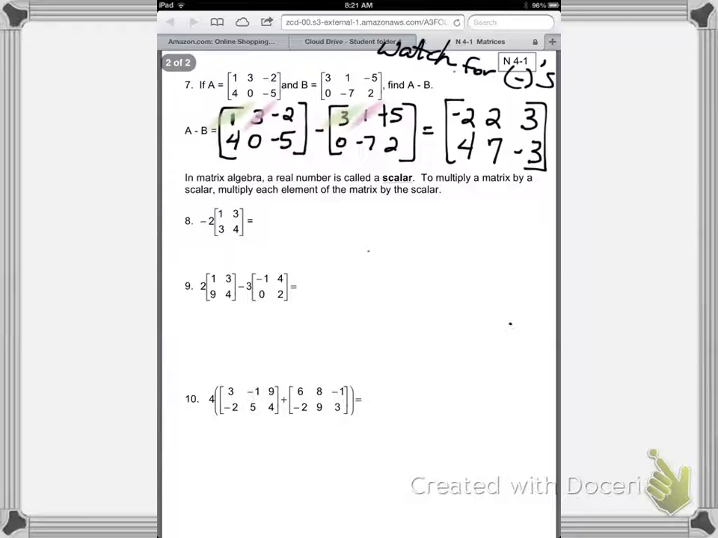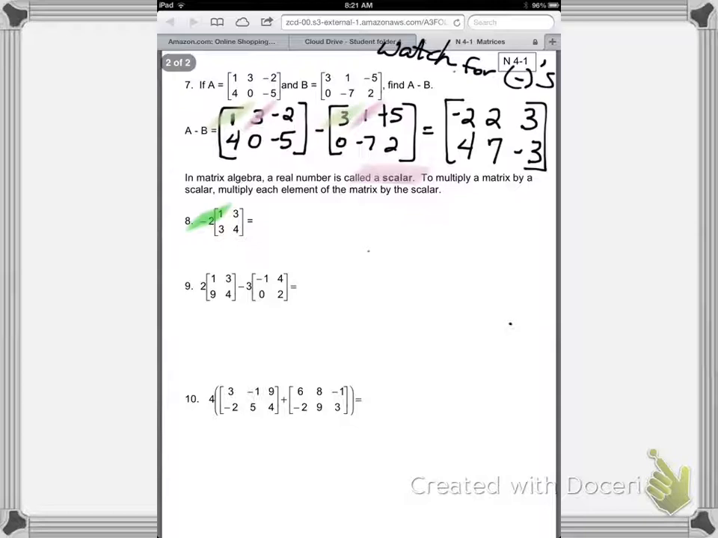All right, the last thing we're going to learn today is multiplying by a scalar. A scalar is just a constant that you multiply by. It's just a number, a real number. And so what that means is that every element in this matrix is multiplied here by negative 2. So I'm going to multiply by negative 2 right there, everything inside the matrix.